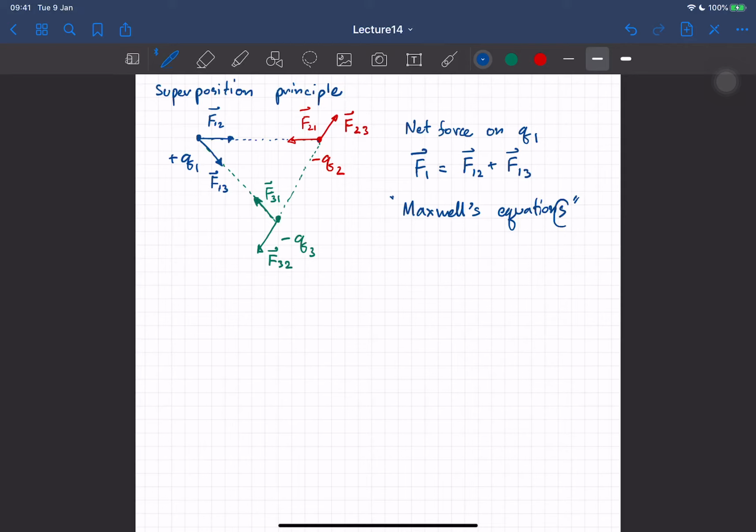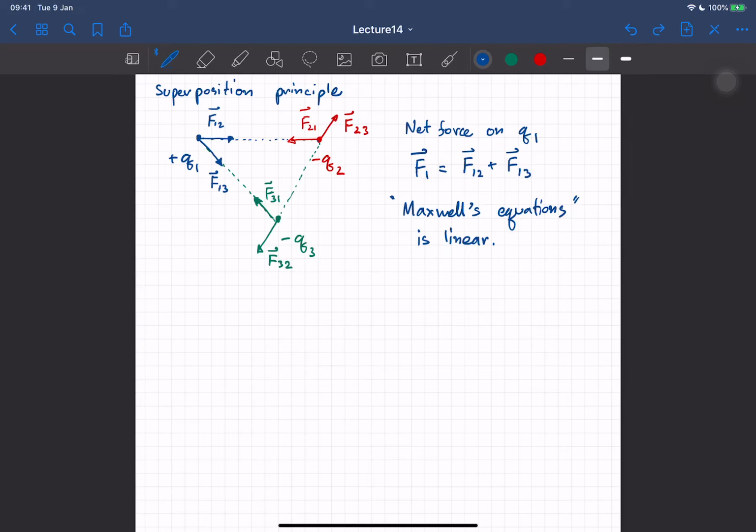It's actually equations because it's not just one equation, there are actually 4 equations. So it's a set of equations. Maxwell equation is linear. It means that if you have one force and then you have another force and then you add the two together, the resulting force still obeys Maxwell equation. That's what we mean by linear.